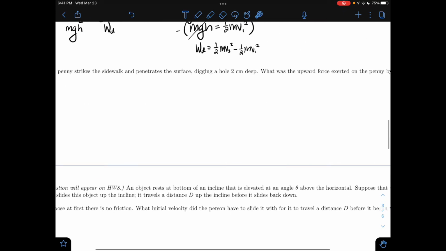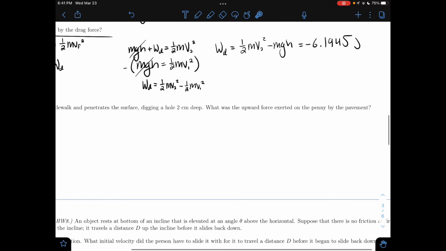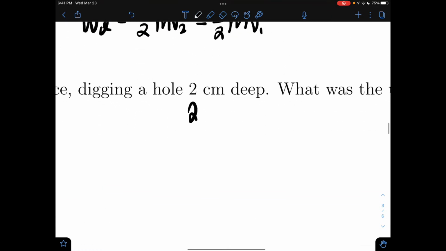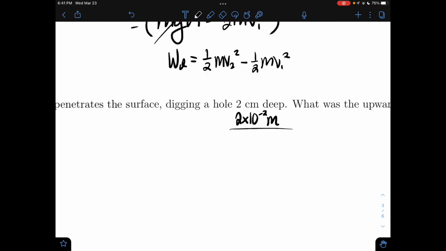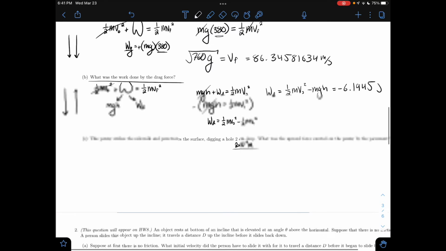Now, the penny hits the sidewalk and digs into the surface 2 centimeters deep. What is the upward force exerted on the penny by the pavement? Again, I'm just going to real quick while I'm thinking about it, this is 2 times 10 to the negative 2 meters, right? Because we want to keep everything in base units. So now let's think about what's going on.